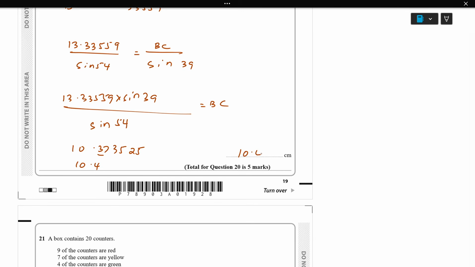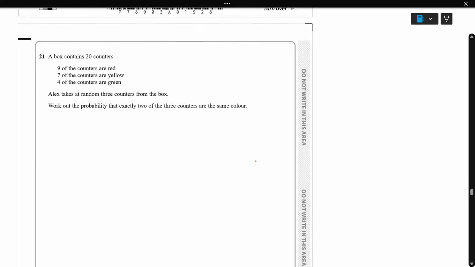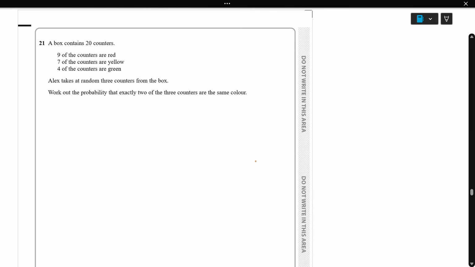10.373525. So the question is asking for the answer correct to 3 significant figures. So I'm going to do a 3-digit answer, which means I need to round up here. The next number is 7, so I add 1. So 10.4 is the answer. 10.4 centimeter.